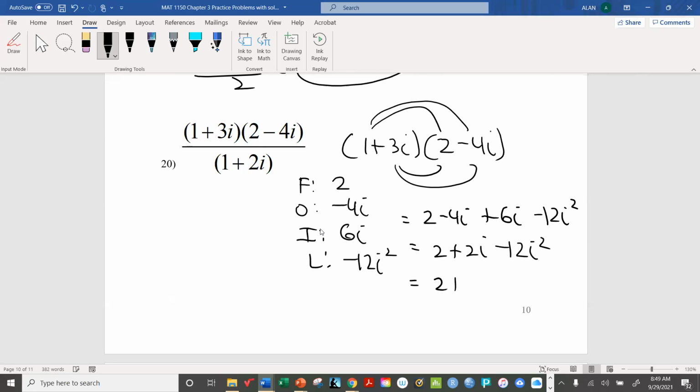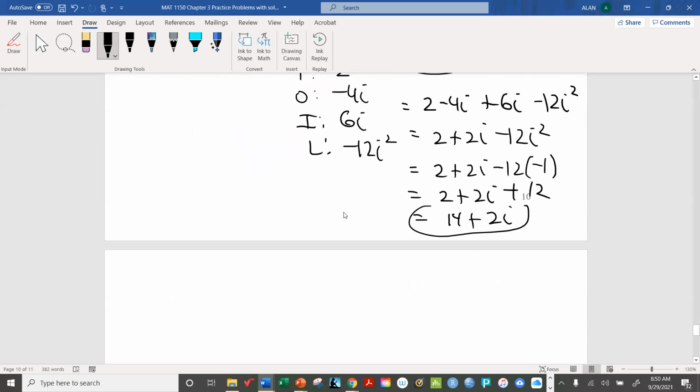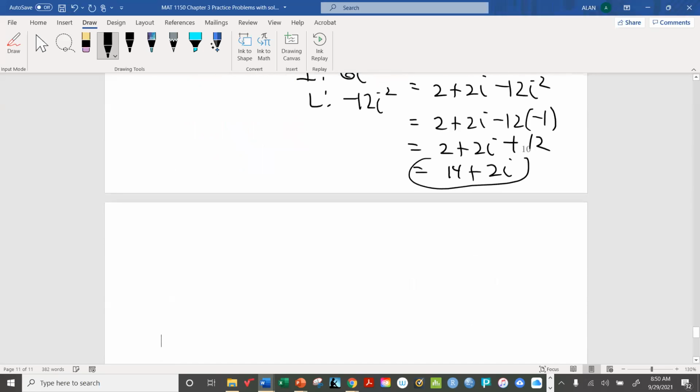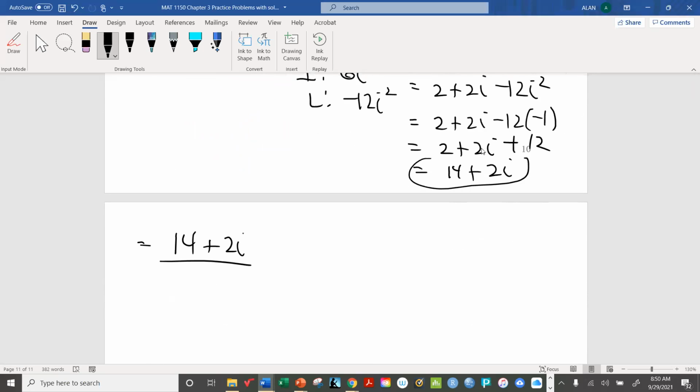Now, of course, we have -1 here, and this is 12, plus 12. Be careful with that. So we end up with 14 plus 2i as our numerator. Let's write that down. Our numerator is 14 plus 2i, and our denominator is 1 plus 2i. So again, we do need to use the complex conjugate method. Let's see what happens when we do that.